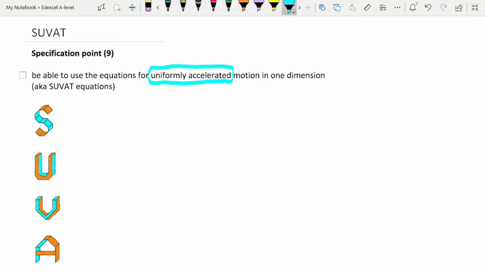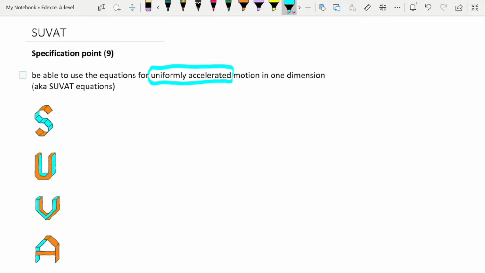The other thing is that you don't use these if there's no acceleration. This is only for objects that are accelerating. So if we want to find, for example, the distance an object travels while it's accelerating, we cannot use speed equals distance over time because our speed isn't constant, so we have to dig a little deeper.